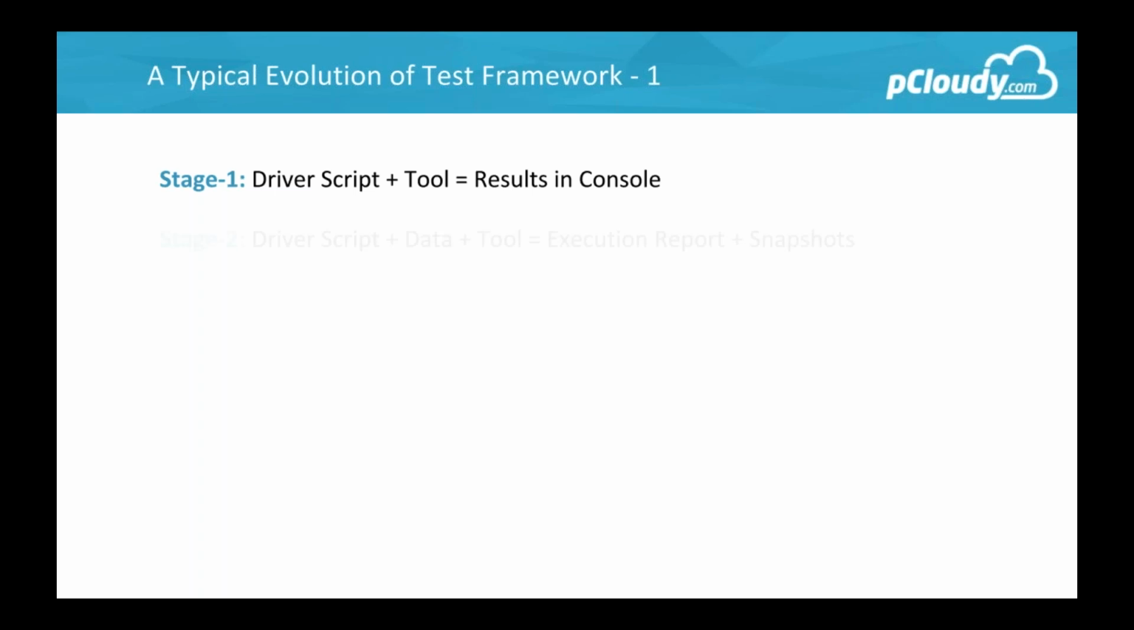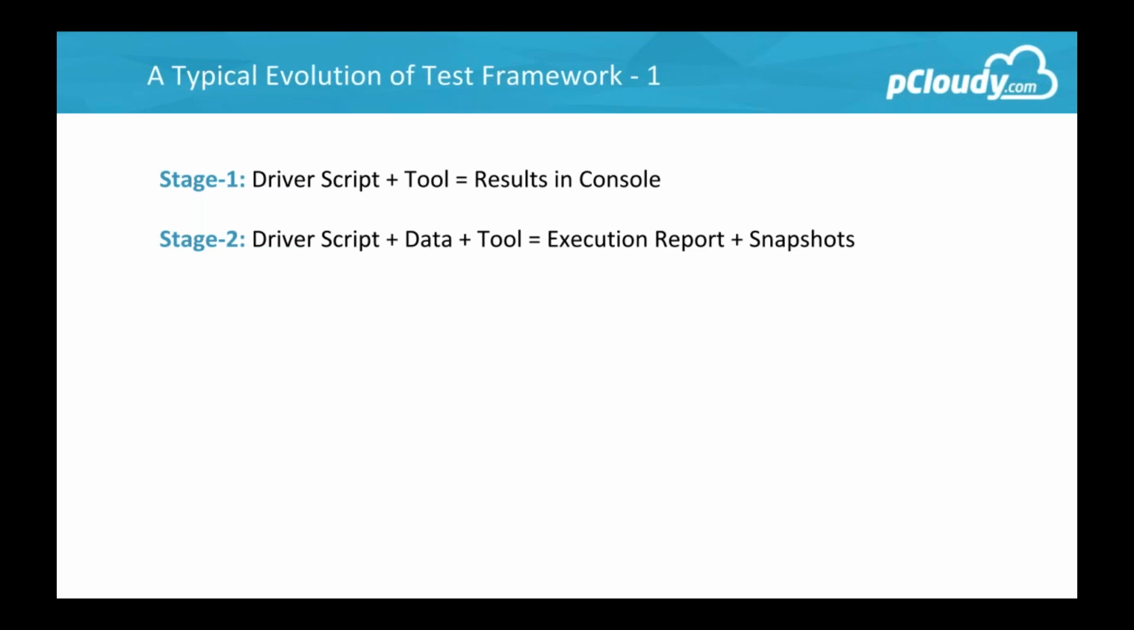Let it be Appium or Selenium or anything. So then comes our stage two. We have our same driver script, the public static void main. We have the data in a separate file. It can be a CSV, an XML, or an XLS. Then inside our driver script, there's one boilerplate code to read the data from external files. Then we have the same tool, and now we have the execution reports with the snapshots. So stage two is now achieved. So we somewhat have a better framework, but that's not all. We still cannot brag about it.